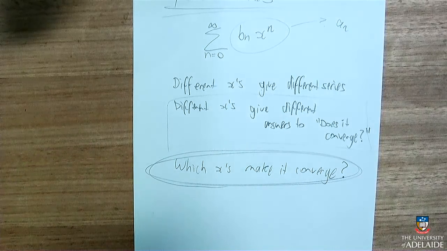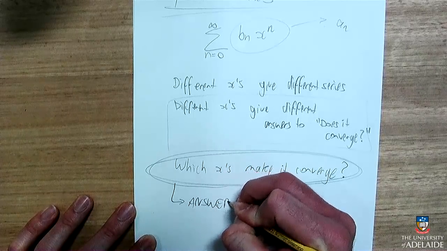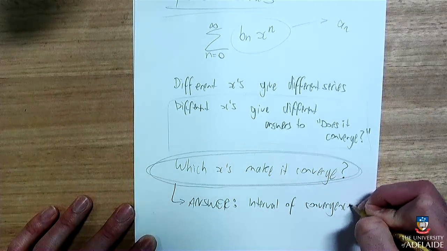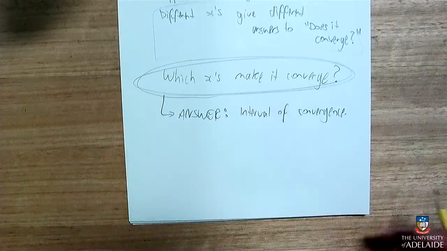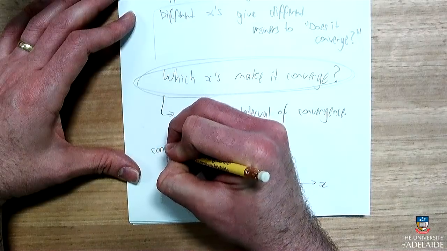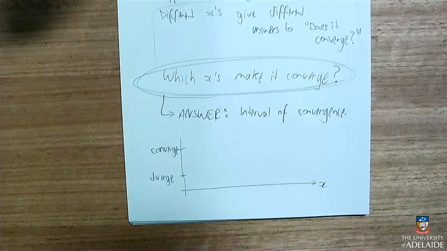And the answer to which x's make it converge, the answer to that question is the interval of convergence. Every x in the interval of convergence makes the series converge if you replace x with that number, and every number outside the interval of convergence, if you replace x with that number, it doesn't converge. So it's almost as if we have this new kind of function which says these are the possible x's, and here we have converge and diverge, and we just put a dot where it converges and where it doesn't.